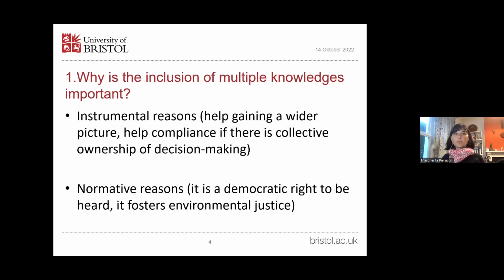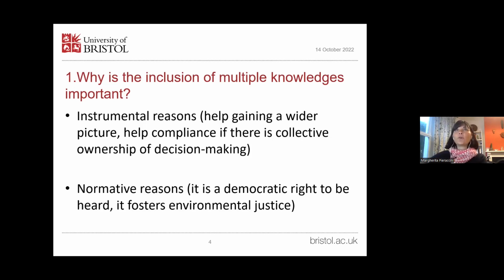Okay, so if we start out with the first question, why is the inclusion of multiple knowledges important? We can make a distinction between instrumental and normative reasons, okay, justifications of why the inclusion of multiple knowledge is important. Because from an instrumental perspective, often we are told that we need to include other knowledge because often we don't have enough information. Think about monitoring in the marine environment. It's very, very costly. So even conservation bodies, statutory nature conservation bodies may struggle to do always a lot of monitoring in the marine environment.